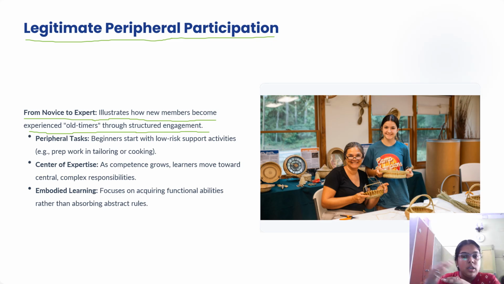A new member becomes an experienced member. That process is being illustrated in this point, from novice to expert. Peripheral task. Beginners start with low risk support activities, for example prep work in tailoring or cooking. In peripheral tasks, what is being stated here, that those who are beginners, they start with low risk activity, for example, prep work in tailoring or cooking.